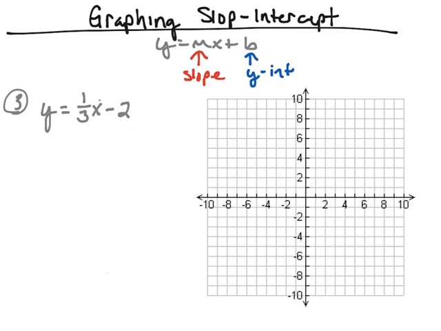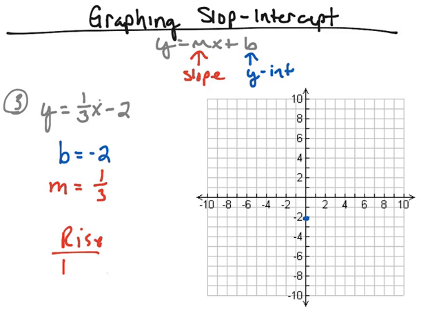Next example we have is y equals 1/3 x minus 2. We're going to start by finding the y-intercept. And the y-intercept on this equation is negative 2. So I'll be starting right here at negative 2. Next thing I'm going to need to find is my slope. In this case, that slope is 1/3.